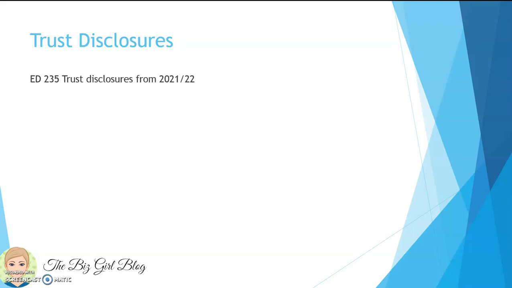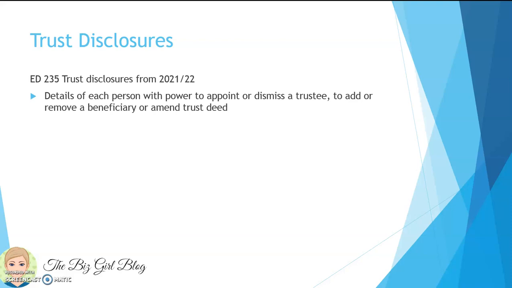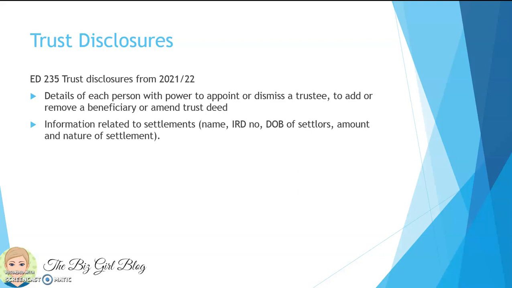So Exposure Draft 235 of Trust Disclosures is for the 2021-22 income year, and this is to be filed with your tax return. So you may have come across these disclosures, but effectively each person with the power to appoint or dismiss a trustee, to add or remove a beneficiary, or amend a trust deed needs to be disclosed. All information regarding settlements also needs to be disclosed.